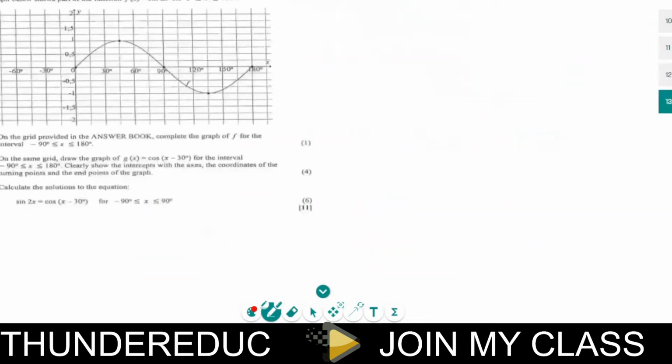All right. Then we have this other question where they're telling us about the function below, sine 2x, for the interval between 0 and 180. This is what we have. And then on this grid provided, complete f for the interval negative 90.